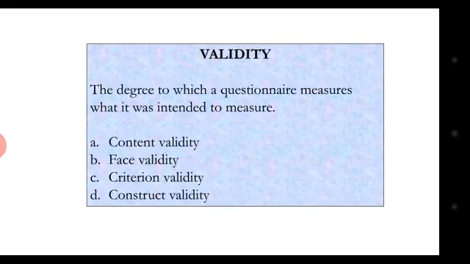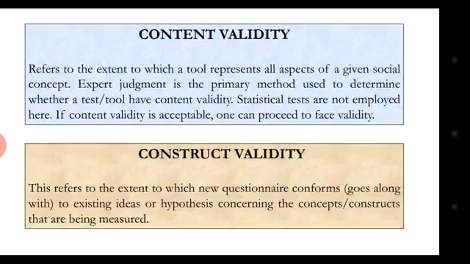So validity falls under 4 categories. You must have the content validity, the face validity, the criterion validity, and also a construct validity. So what is the content validity? Here it refers to the extent to which a tool represents all aspects of a given social concept.